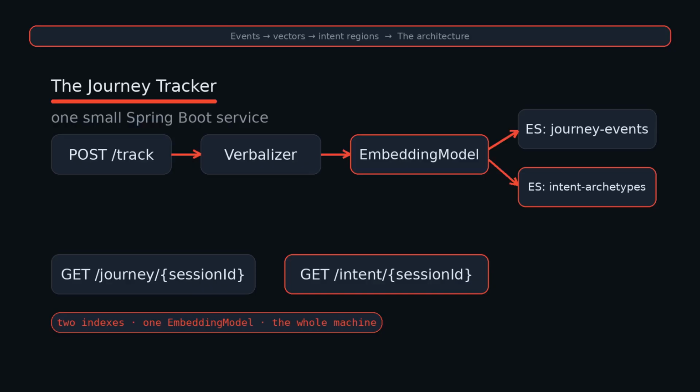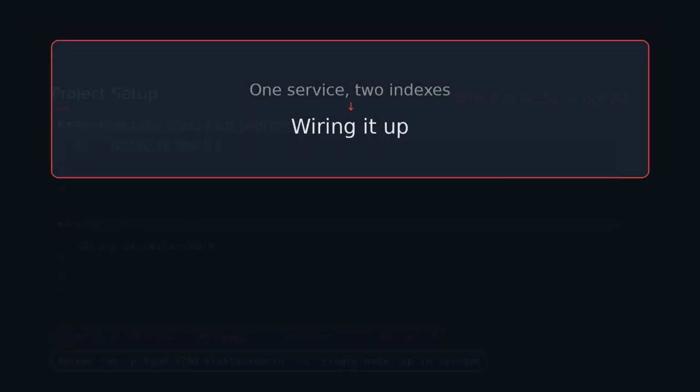And on the query side, 2 doors. One rebuilds a session's journey, the other matches that journey against the archetypes. 2 indexes, 1 embedding model, that's the whole machine. Time to see how you'd wire it up.